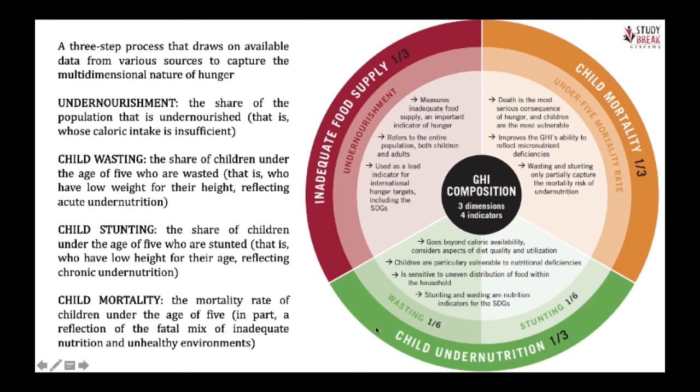Now, the other thing that's measured is child mortality. Now, there is a difference. Undernourishment is measured in the entire population, whereas child wasting, child stunting, and child mortality are generally measured within children under the age of 5.